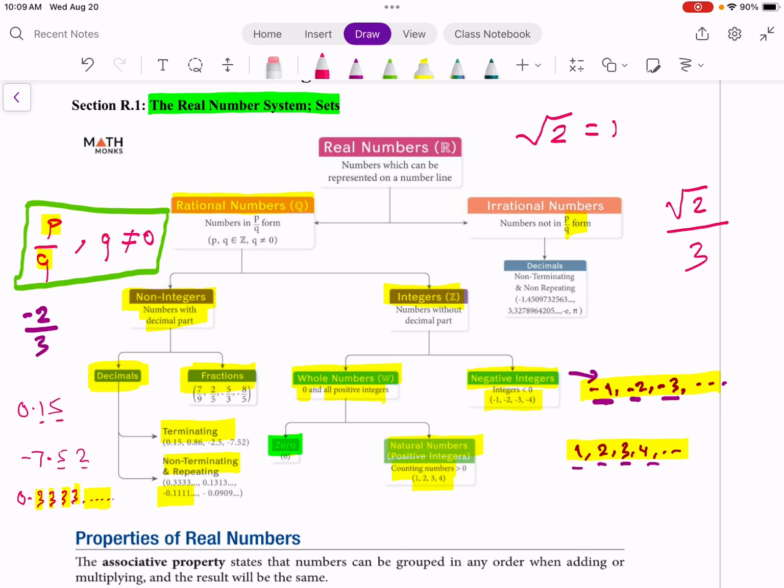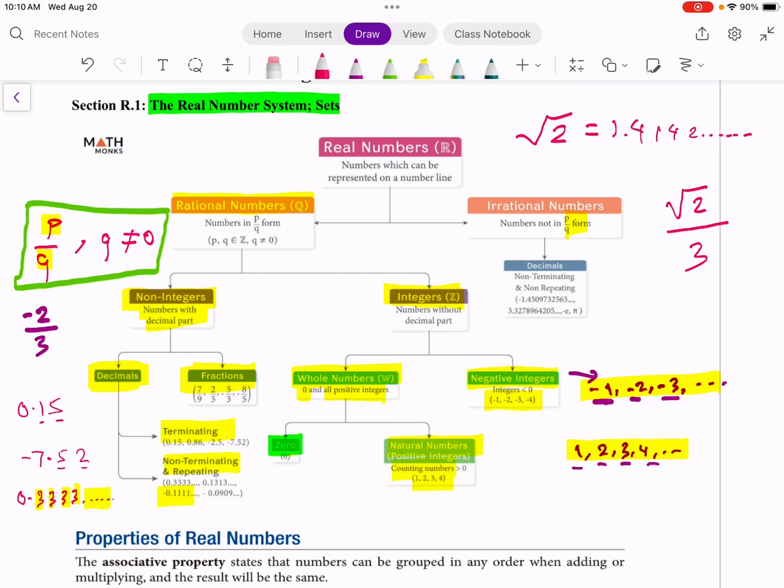Okay, 1.4, 1, 4, 2. We have so many, like an infinite number of digits, right? So here, is that decimal a terminating decimal? No, right? To be terminating, we must have a fixed number of digits after the decimal. But we have so many digits after the decimal.